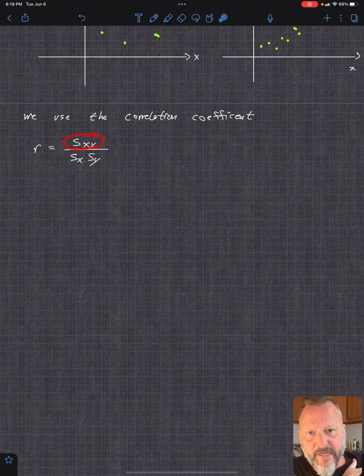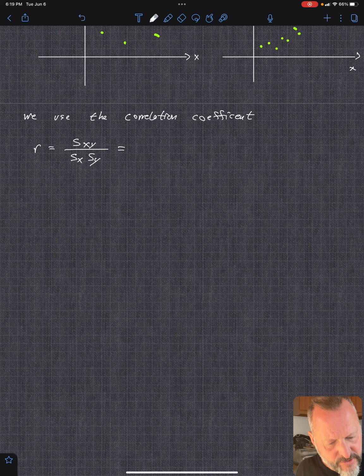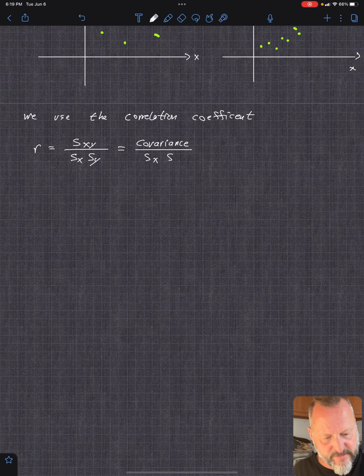S sub xy, I haven't defined yet. This is what's called the covariance, divided by Sx, Sy. And so Sxy is defined to be this.